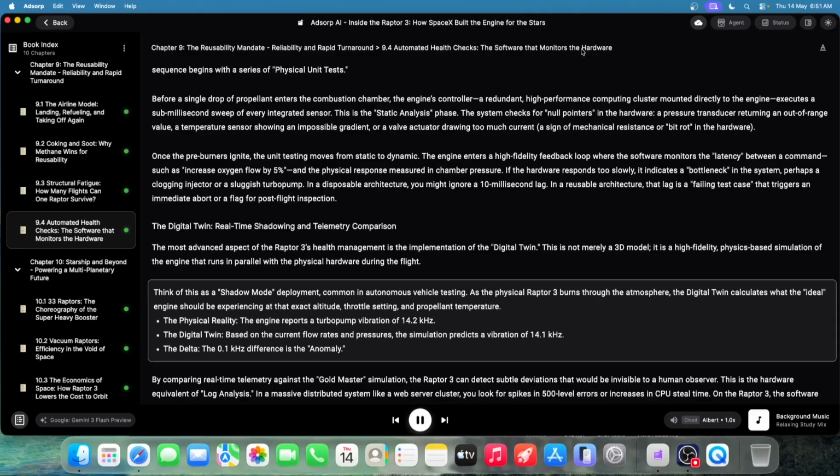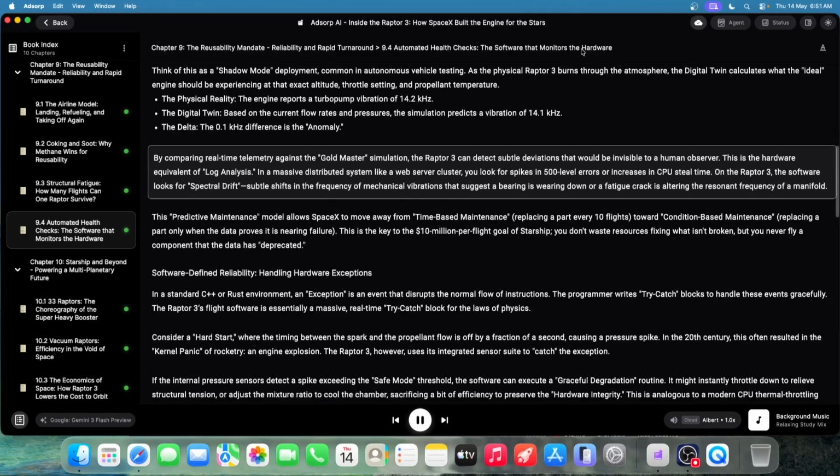The physical reality: the engine reports a turbopump vibration of 14.2 kHz. The digital twin, based on the current flow rates and pressures: the simulation predicts a vibration of 14.1 kHz. The delta, the 0.1 kHz difference, is the anomaly. By comparing real-time telemetry against the Gold Master simulation, the Raptor 3 can detect subtle deviations that would be invisible to a human observer.